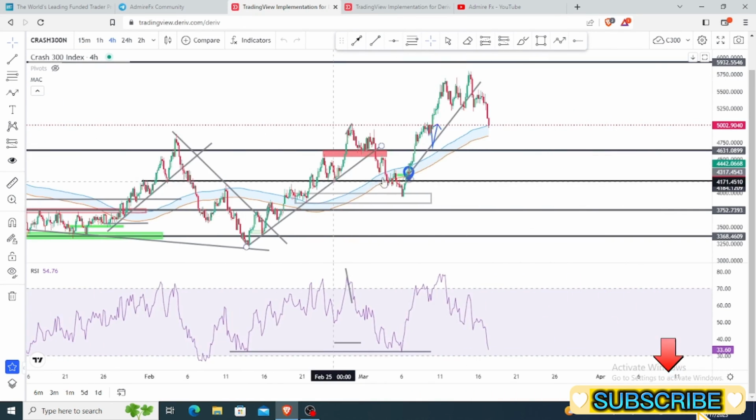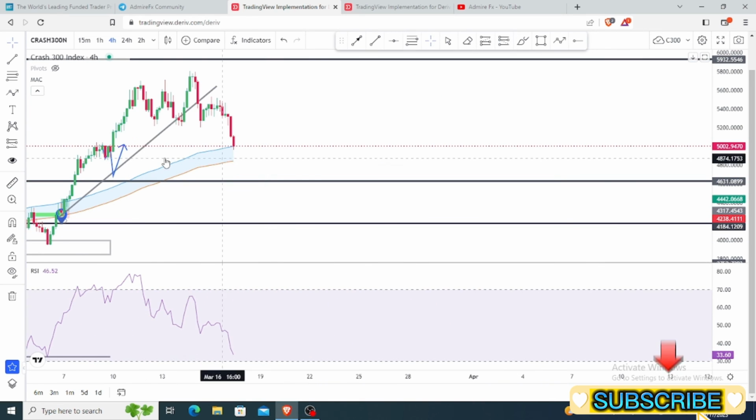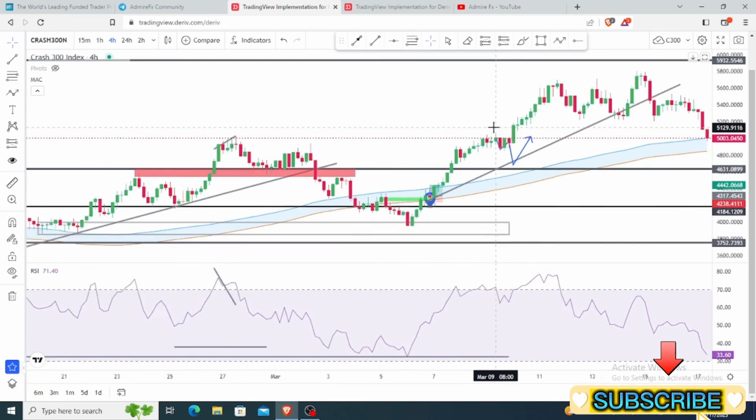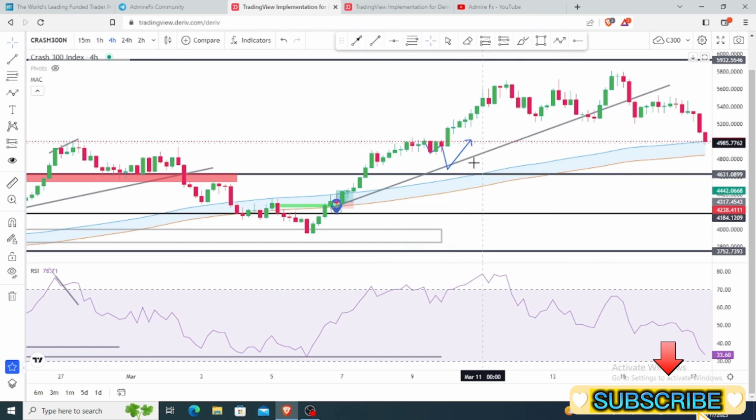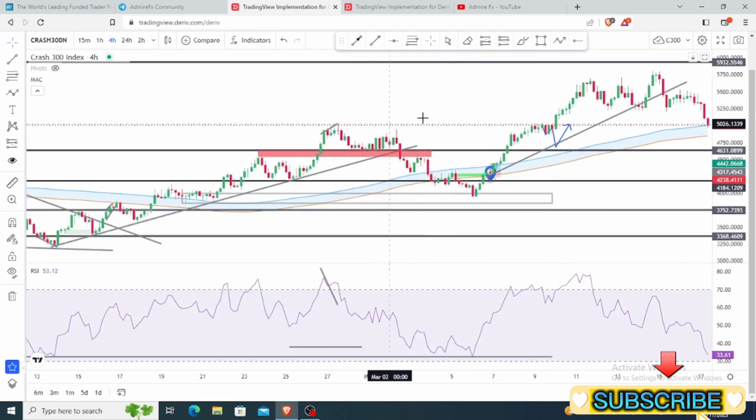So hence what actually happened there: we had more bullish continuations to the upside on C300. Price kept on going up on C300.